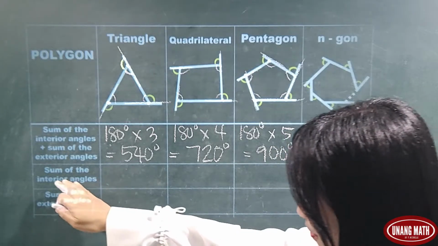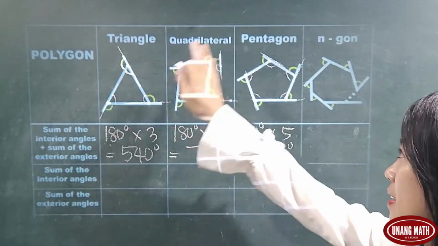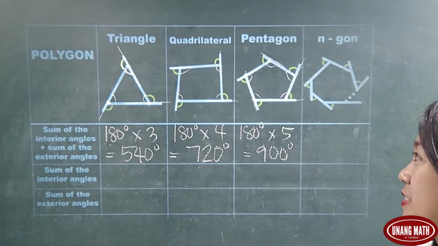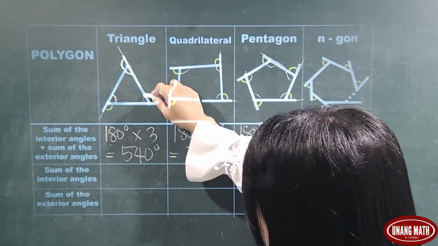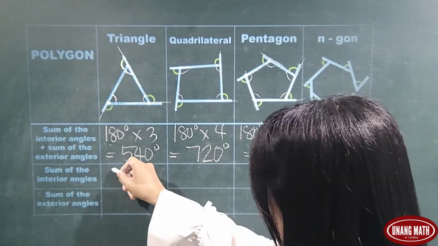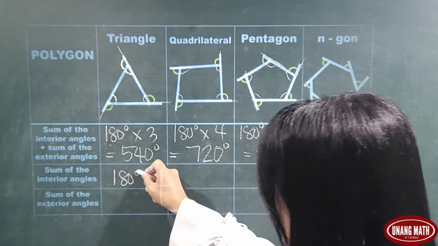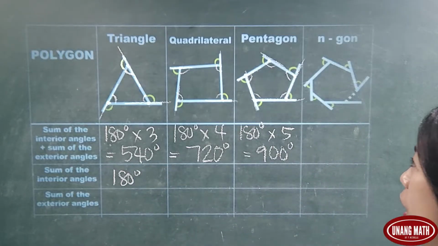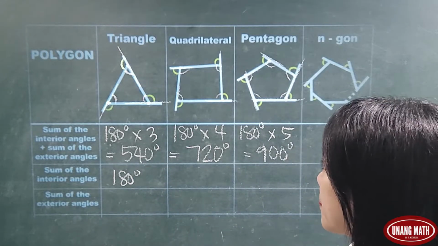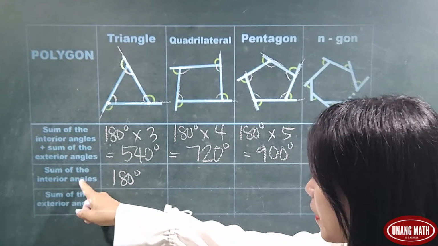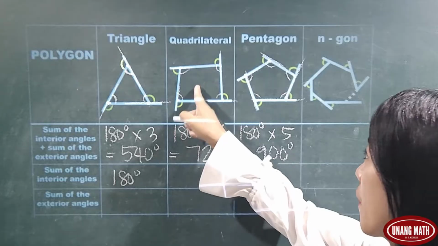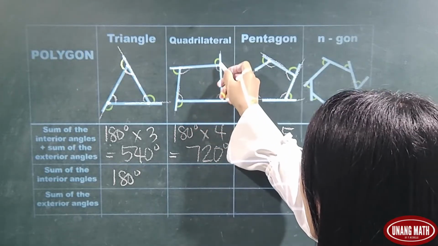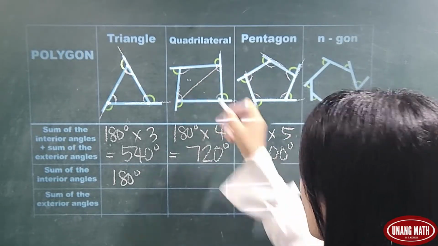Okay, this time, let's find the sum of the interior angles of these polygons. Let's start with triangle. Since this is a triangle, the sum of the interior angles is 180 degrees. Okay, what about quadrilateral? To find the sum of the interior angles, let's find out how many triangles we can create in a quadrilateral. So quadrilateral has 2 triangles.